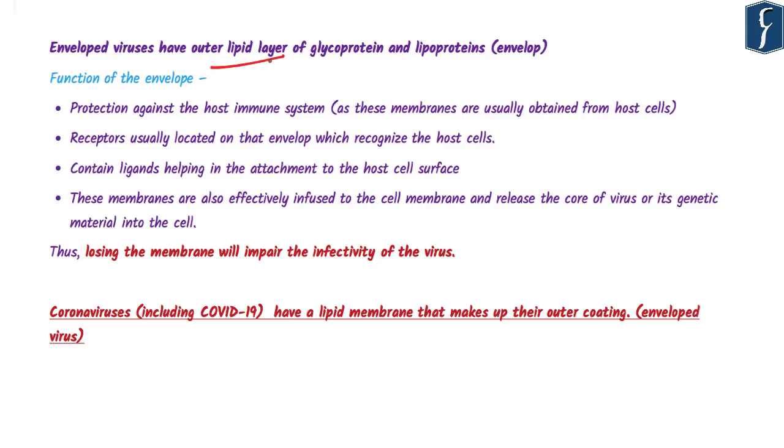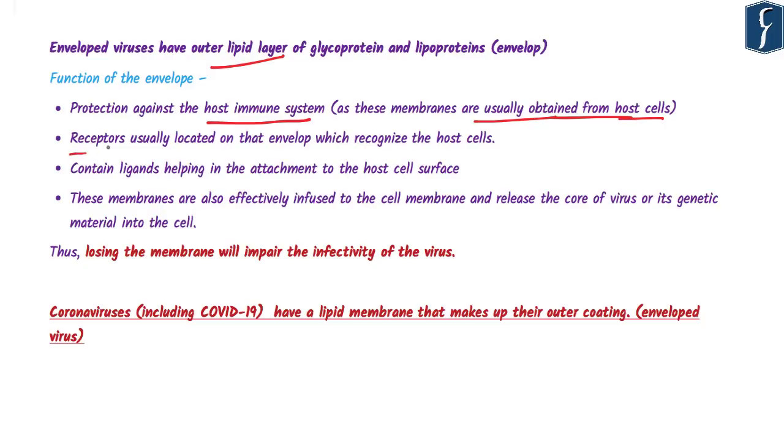What function does it perform? They perform extremely important function. First and foremost, they protect the virus against host's immune system. Because the outer membrane is usually obtained from the host cell itself, the immune system of the host does not recognize the virus because of the outer layer as an external entity. And hence the immune response for the first time is very, very weak.